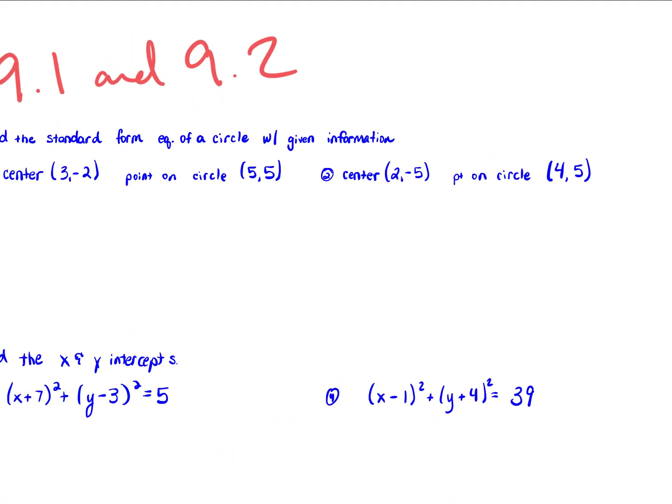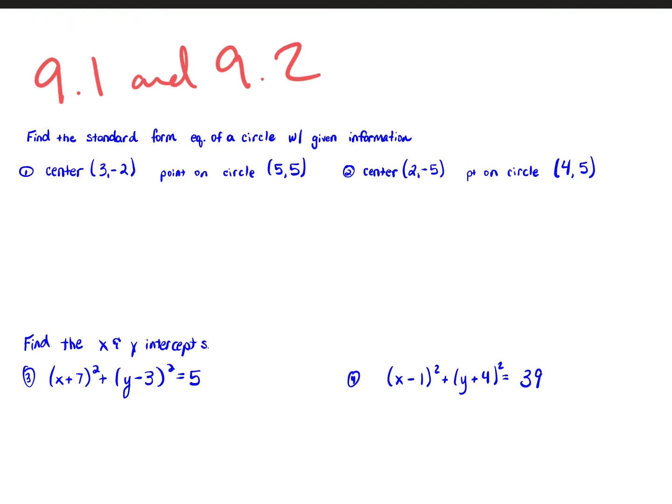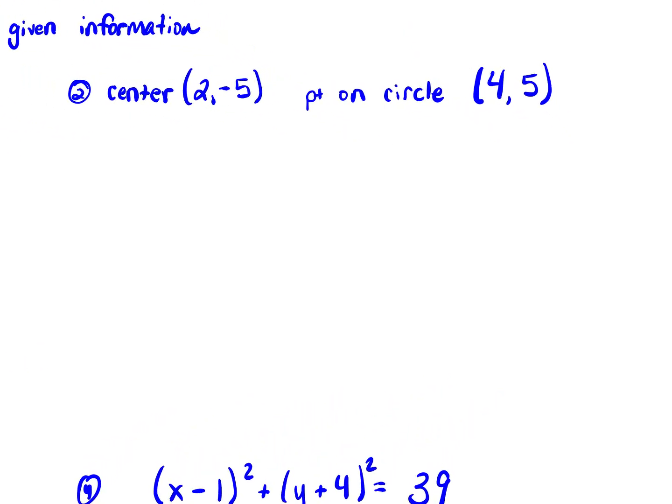So here we have to find the standard form of the equation of a circle with the given information. So we're given the center and a point on the circle. So we always want to start off with the formula for the standard form of the equation of a circle. So that would be (x minus h) squared plus (y minus k) squared is equal to r squared.